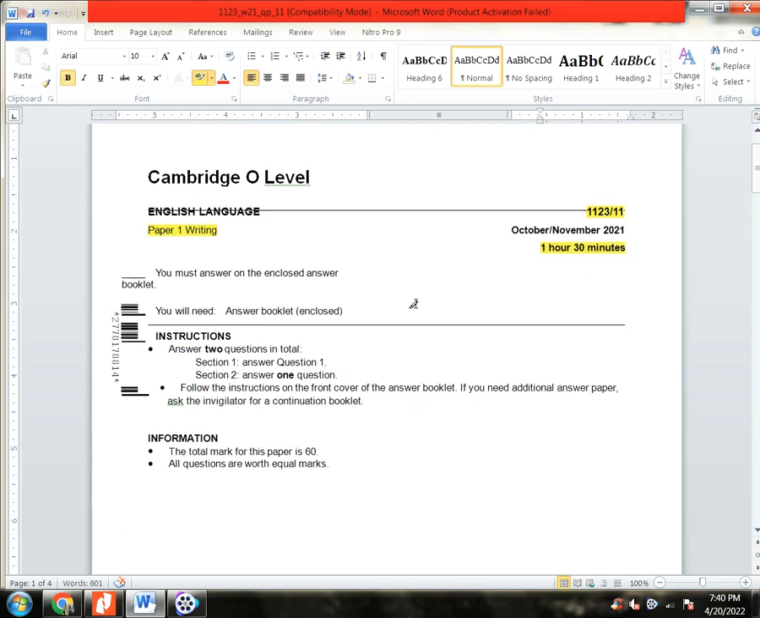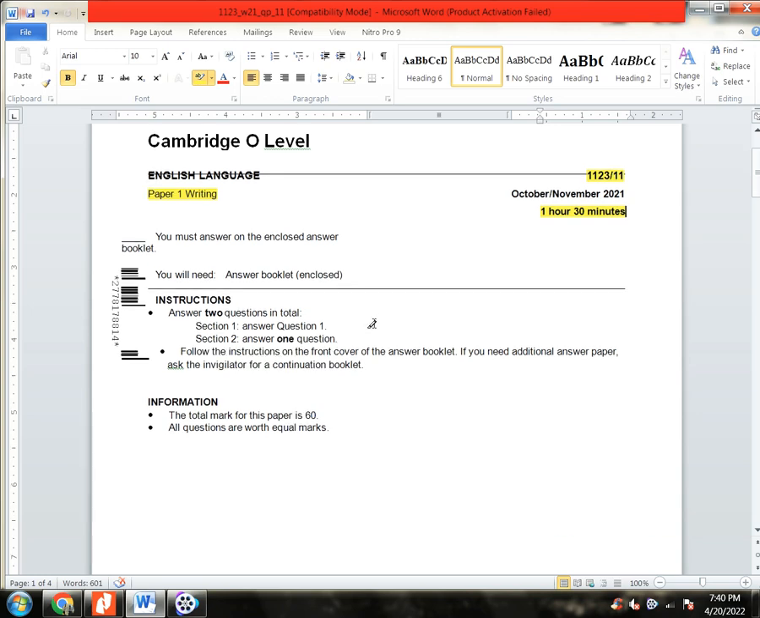This is the instruction page. The format is a little bit askew because I converted it from a PDF into a Word document, so just ignore that. Let's move on. You're going to answer 2 questions in total. Section 1 does not have a choice. You only get 1 directed writing and you have to answer it.